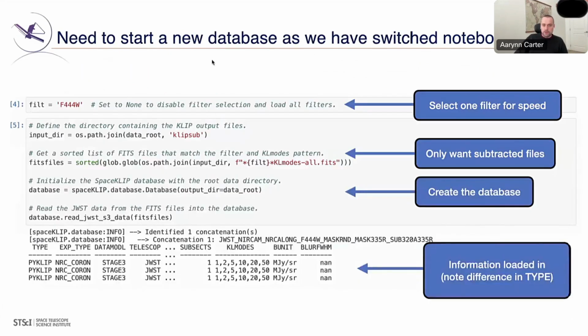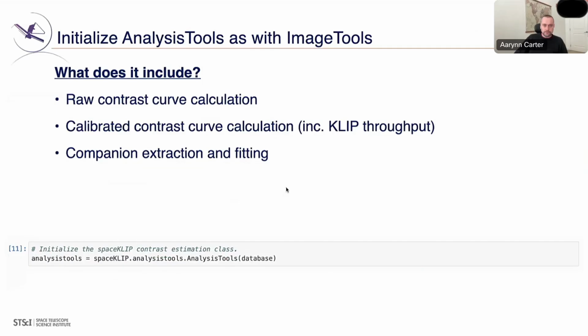So we want to start a new database as we switch notebooks. And again, this is set up the same way. You load all the files you're interested in and load them into the database. We now know it's a PyKLIP file, it's at stage 3. We have information on the subtraction, etc. So analysis tools is similar to image tools, and there's a few different things you can do, and you initialize it by loading the database into it.